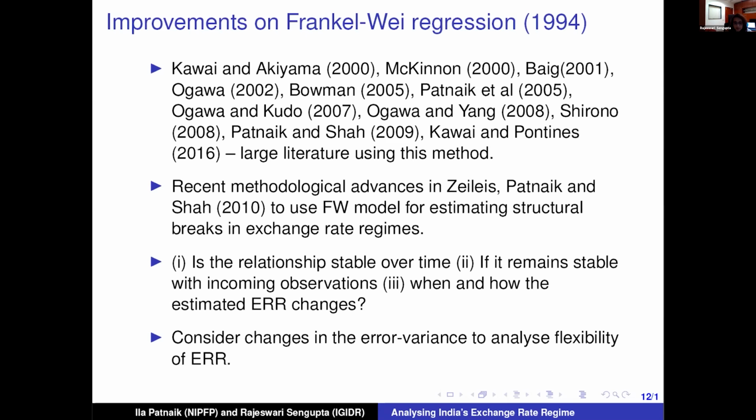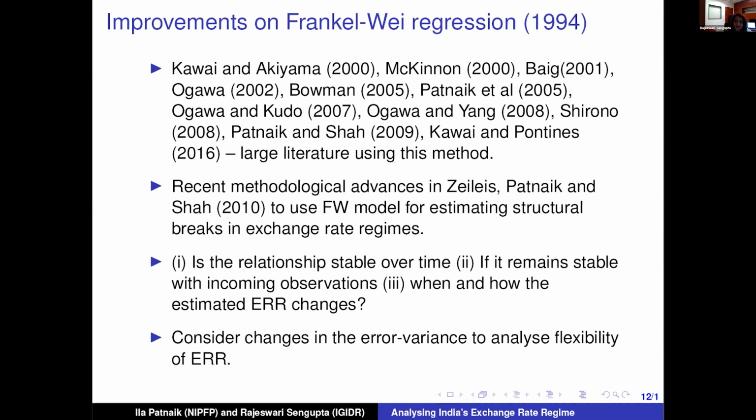So what the Zeileis et al. paper, the ZPS paper, does is use this Frankel and Wei linear regression model, but they also answer some of these questions, which is: is the relationship between the YT and the XT stable over a period of time, or does it continue to remain stable when there are new observations, new data coming into the picture?